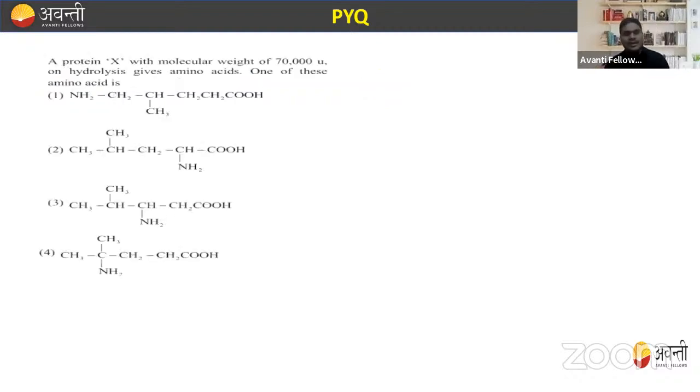Now, let's move to the next question. Our question asks, a protein X with a molecular weight of 70,000 units, on hydrolysis, gives amino acids. Out of these four options, you have to identify which amino acid it is likely to be. A protein is given with the molecular weight also given. On hydrolysis it gives amino acids. Now, one of these amino acids is which one?